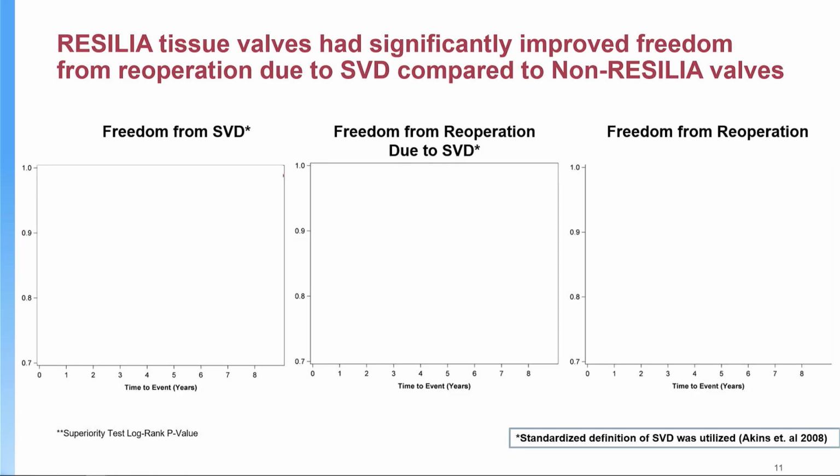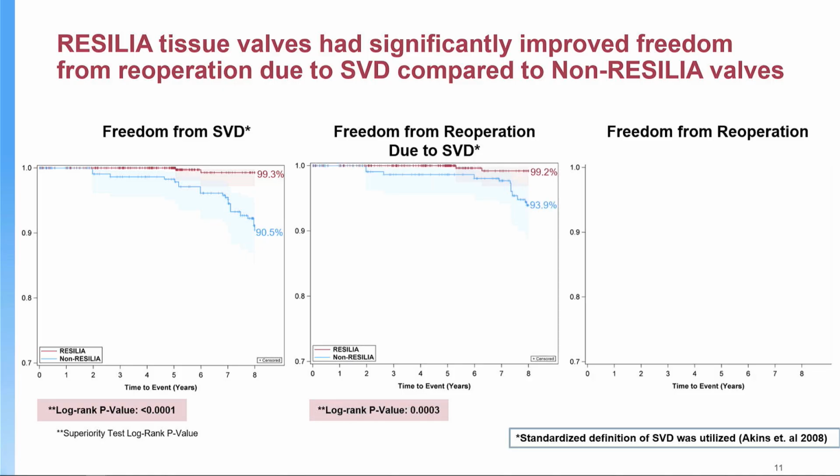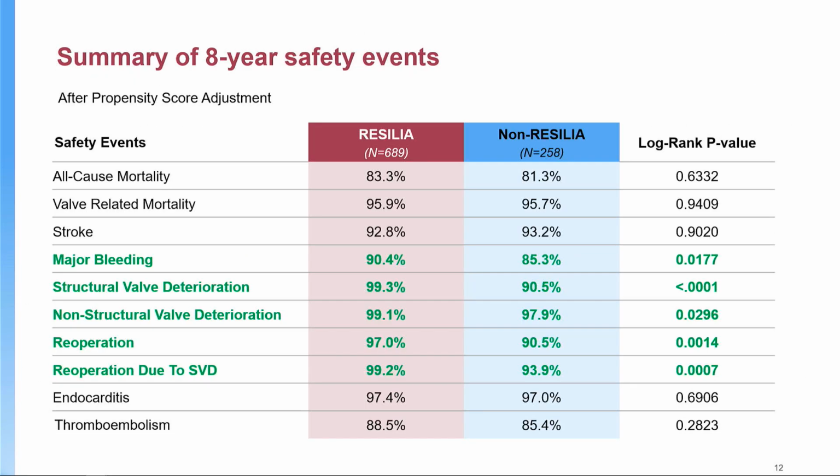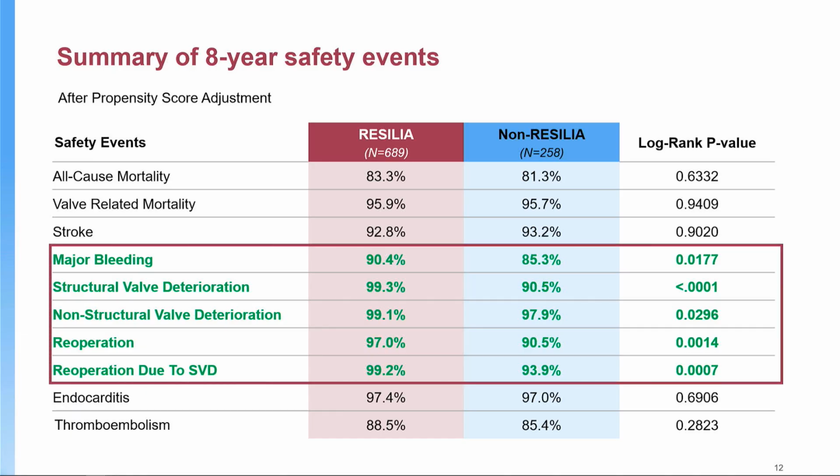The next outcome that we looked at was freedom from SVD. When we compared the Resilia versus Magna, you can see that the Resilia tissue had superior SVD at 8 years compared to Magna, and this held true for freedom from reoperation due to SVD, as well as freedom from reoperation, as you can see here. So looking at the summary of 8-year safety events, these are freedom from the safety events, you can see that the Resilia tissue did better in major bleeding, SVD, non-SVD, reoperation, and reoperation due to SVD.